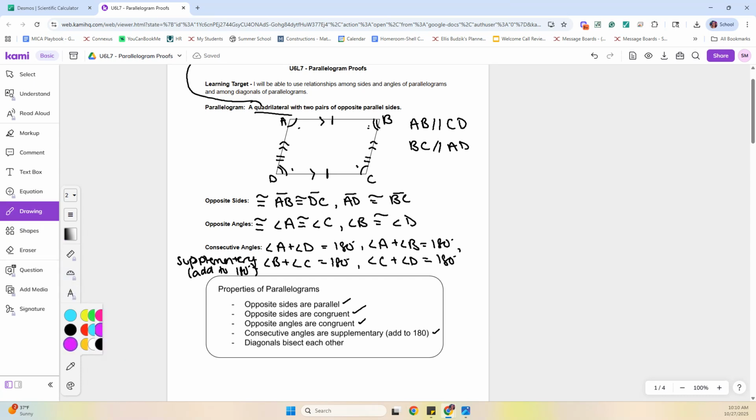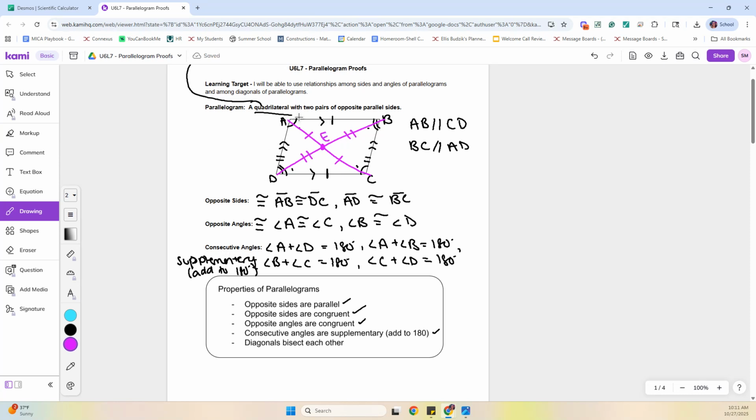So what does that mean? That means if I draw a diagonal from A to C, and then I draw another diagonal from B to D, those diagonals bisect each other. So that means that this AC is going to be cut in half. And then this one over here is going to be cut in half as well. And then I'm going to name my center. We'll say this is center E.